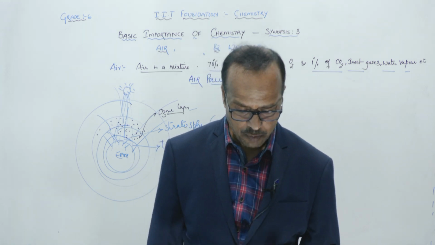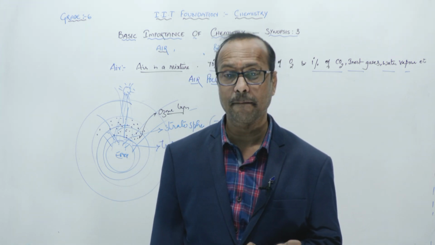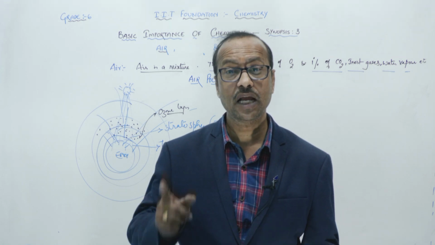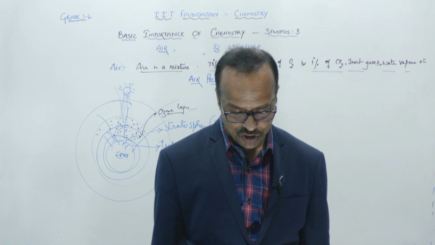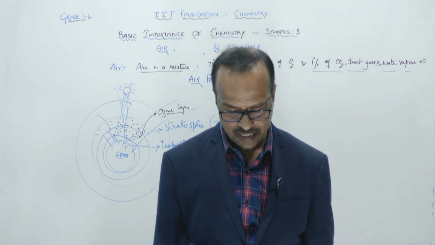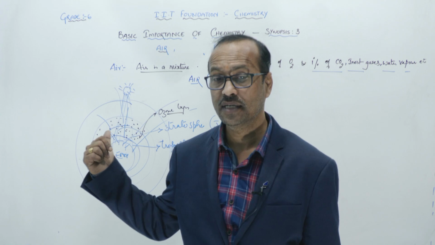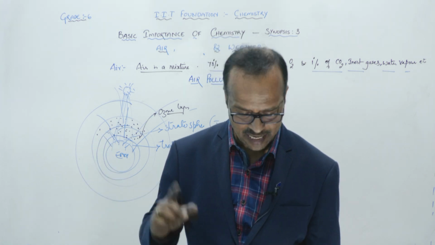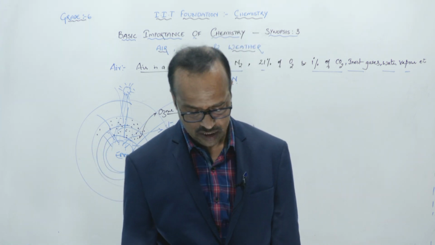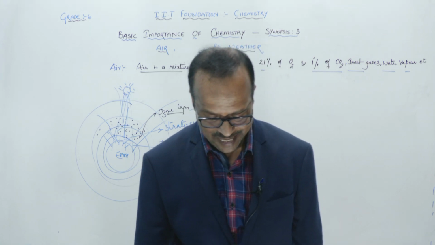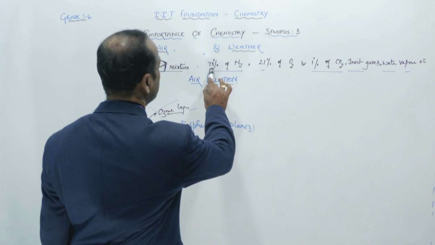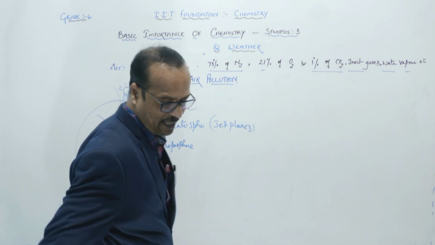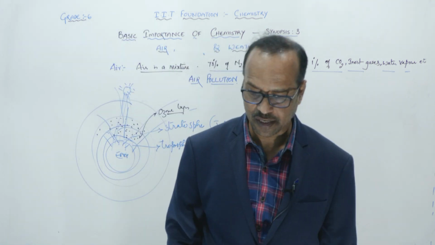Second one, the component of air which helps in burning. Which gas helps in burning? Oxygen helps in burning. Who named the gas which helps in burning as oxygen? Antoine Lavoisier. So the answer is 3. The percentage of nitrogen gas is 78%, so the option is 3.